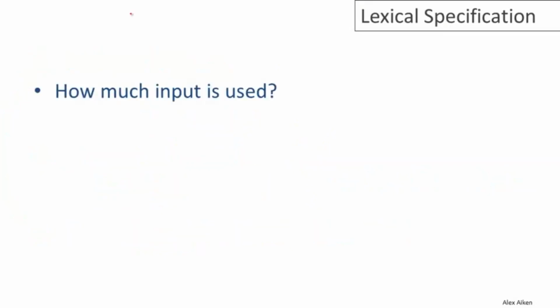Now, this algorithm has a couple of ambiguities. There are a couple of things that are underspecified, and those are actually interesting. And so let's take a moment and talk about those. The first question is, how much input is actually used?